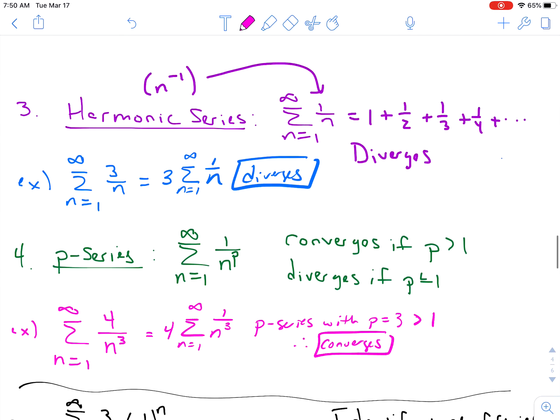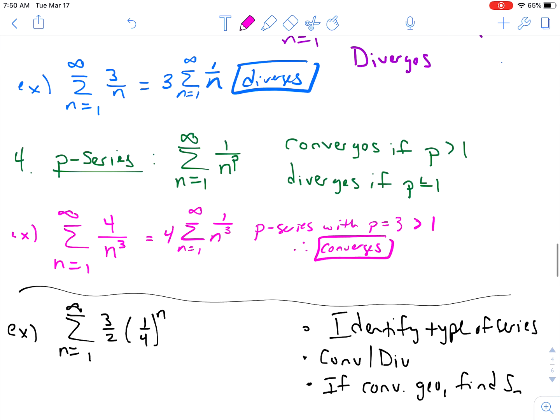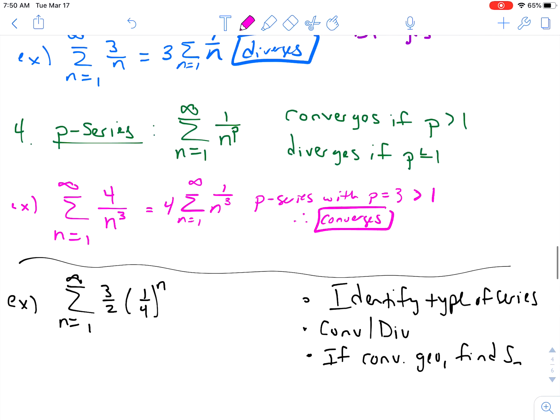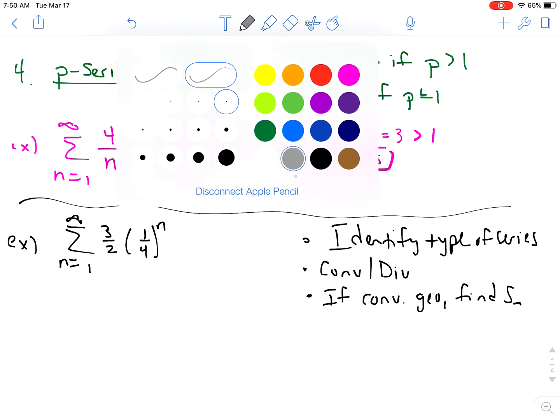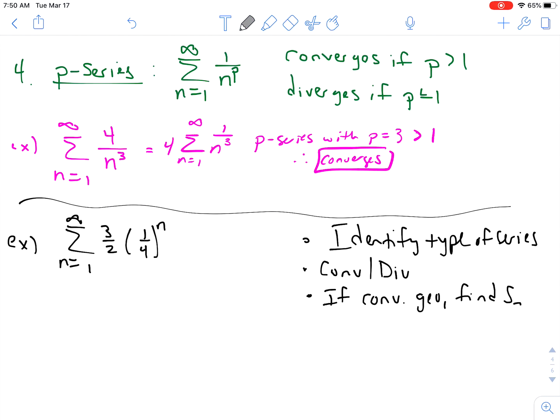Let's take a look at a few examples here. We're going to identify the type of series, determine if it converges or diverges, and if it's a geometric that converges, we'll find the sum. First example: the summation of 3/2 times 1/4 to the n. What do we have, folks? That's a geometric. R is 1/4. Since the absolute value of R is less than 1, this is going to converge.